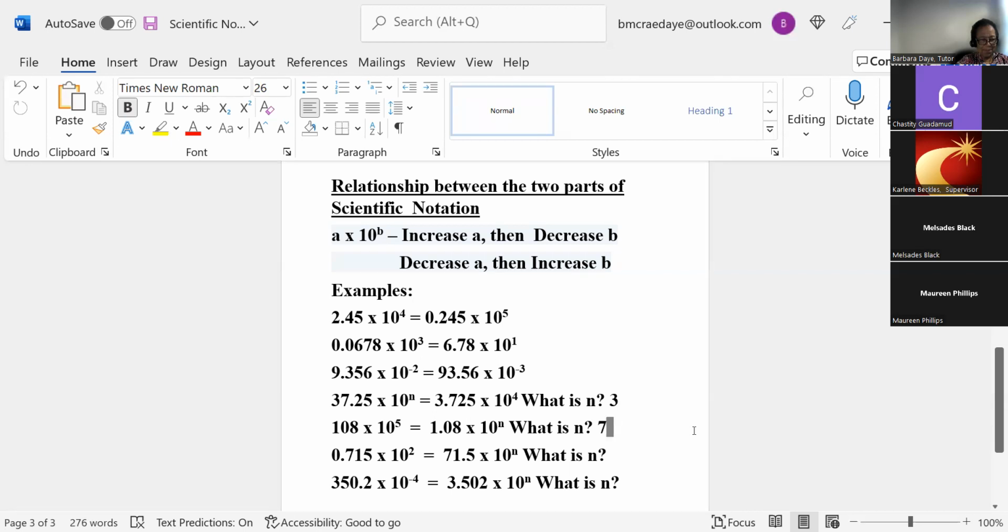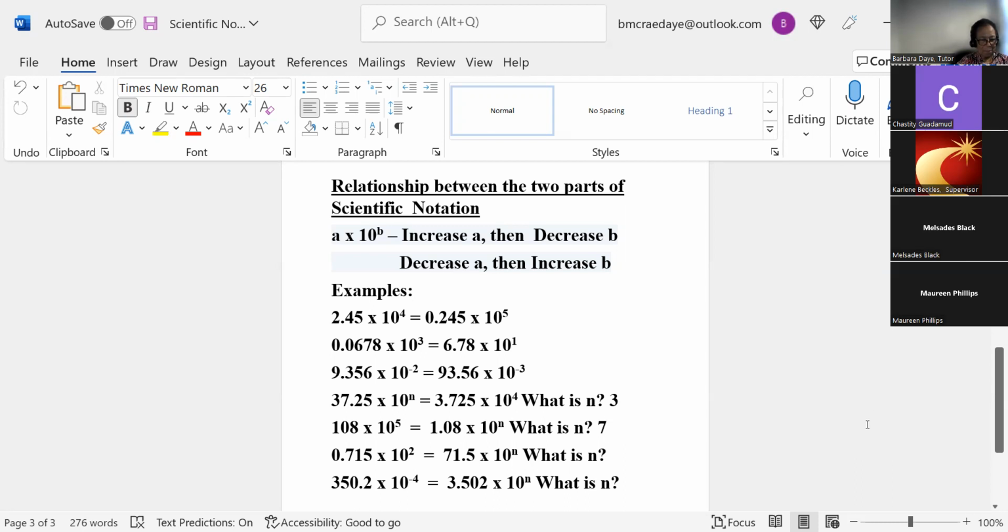Got it? So say it again. The other one then, 108 to 1.08 is a decrease, decreased by 2. So the power increased by 2. 5 plus 2 is 7. Okay.